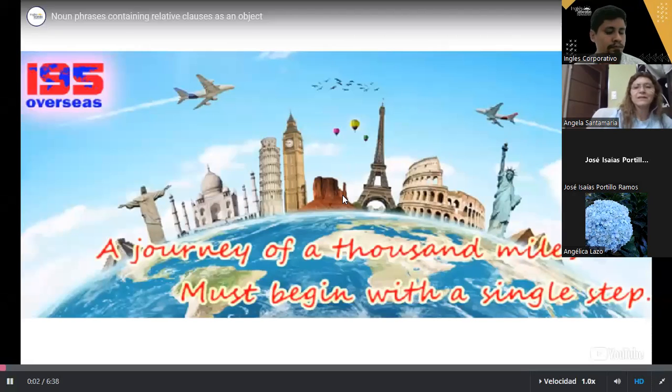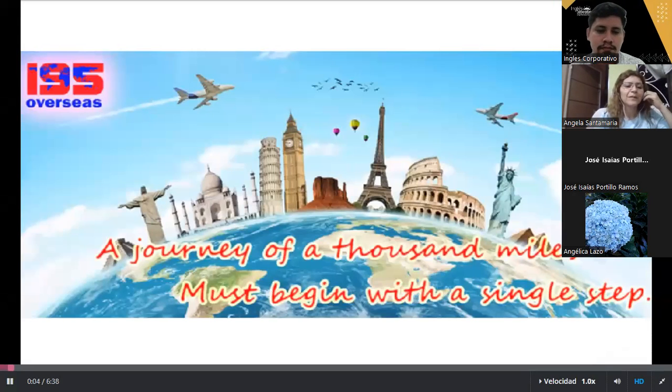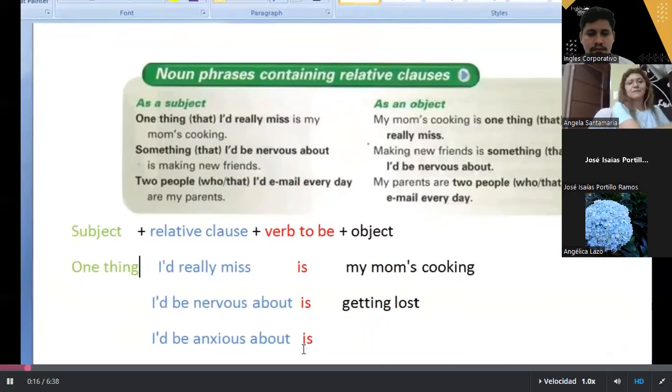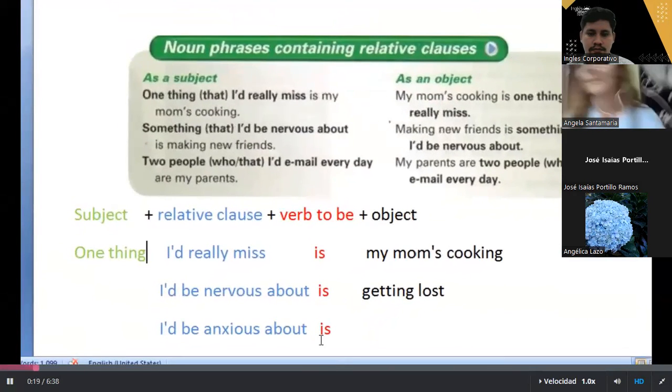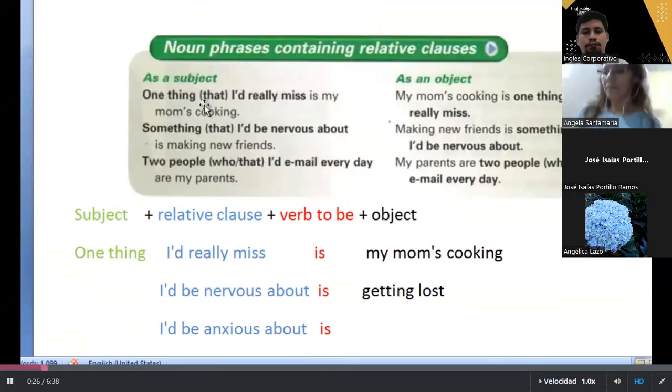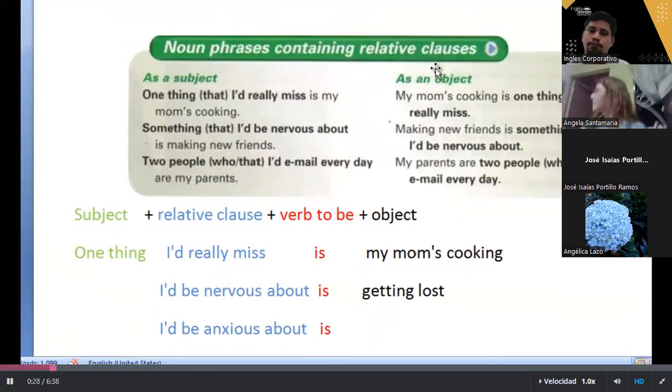Hi, everyone. By the end of this class, you'll be able to express your feelings towards traveling to other countries. You'll learn how to use noun phrases to do this. In our previous class, we learned how to express these ideas. What we focused on was how to express these ideas using the noun phrases as the subject of our sentence. What we're going to do today is focus on the right side of this chart, and learn how to use the noun phrases as the object of our sentence.